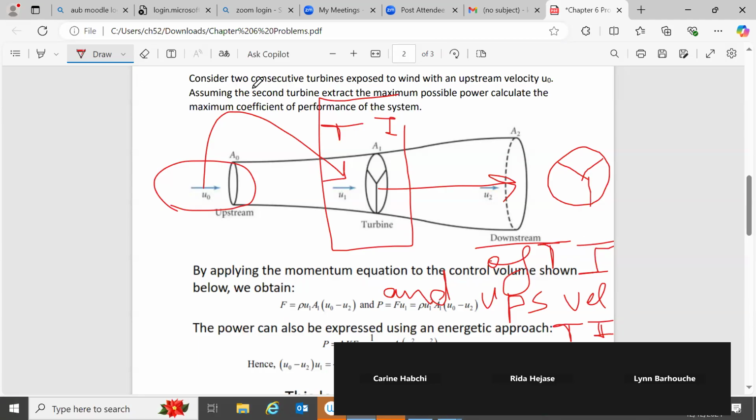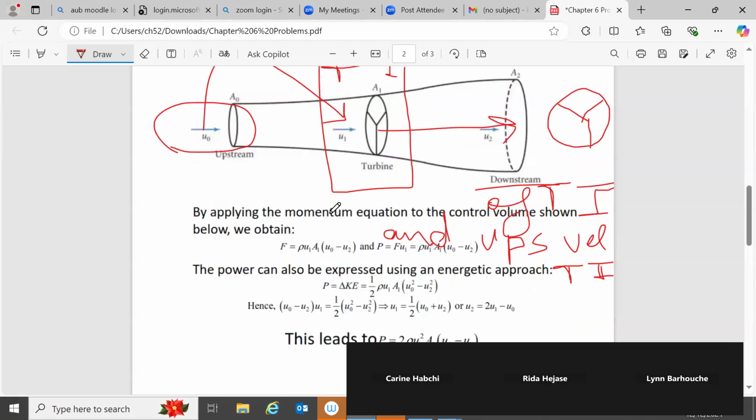We want to consider two consecutive turbines exposed to wind with an upstream velocity u0, assuming that the second turbine extracts the maximum possible power. Calculate the maximum coefficient of performance of the system. So here we have two turbines. It's a system, and we need to calculate the overall coefficient of performance. So how to proceed? Let us move step by step.